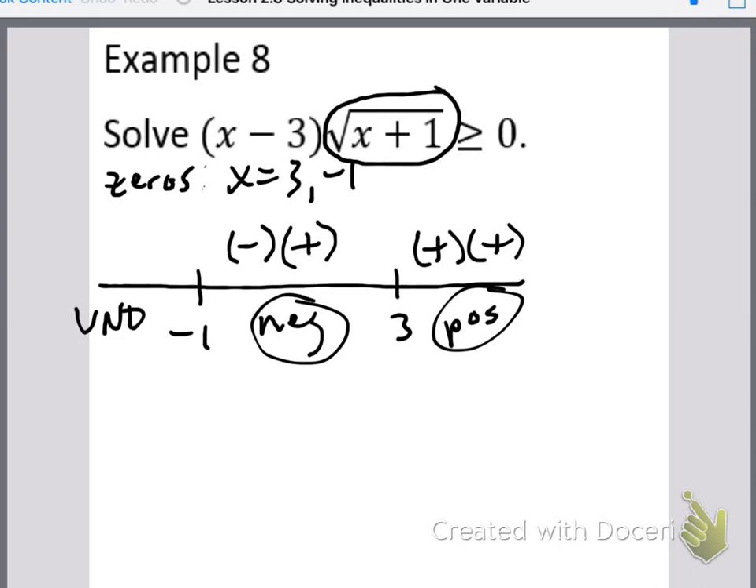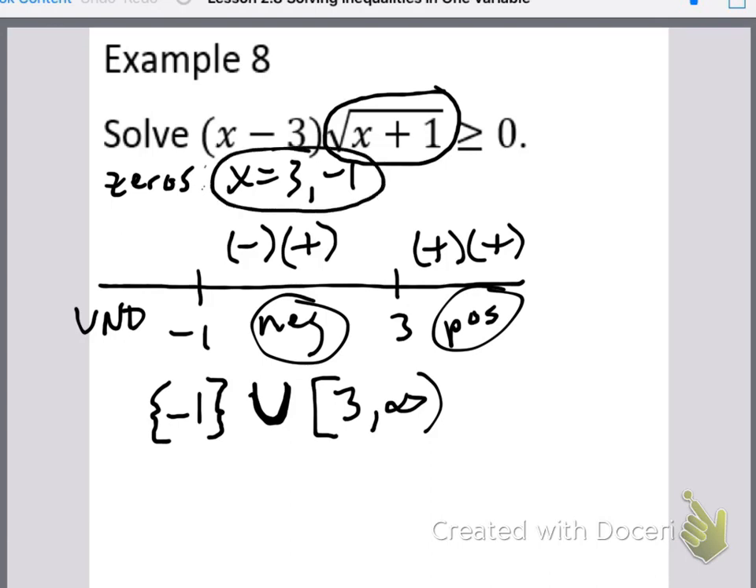Now what they want to know is what values of x make the function greater than or equal to 0. Well, -1 makes the function 0, doesn't it? And we're going to union that with the set 3 to infinity. By the way, guys, notice I bracketed 3 there. I bracketed 3 because 3 is one of my zeros. 3 counts. That's included. So that's my answer.